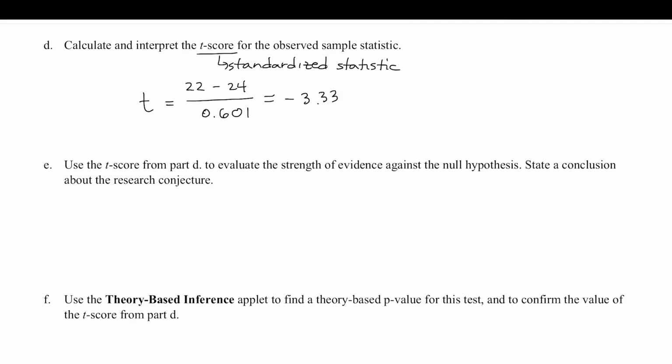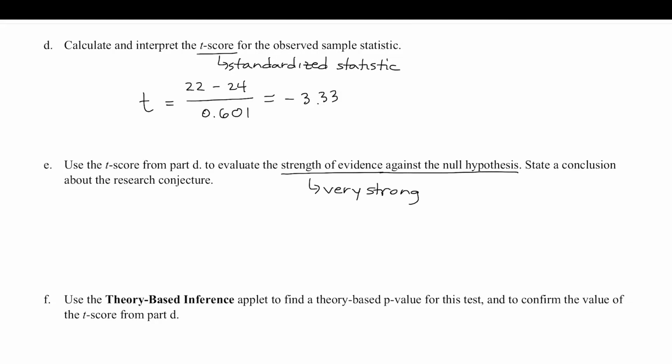All right, now you can look at your formula sheet and your strength guidelines chart and figure out, if your t-score is negative 3.33, what strength of evidence we are talking about against the null hypothesis. This would be very strong evidence against the null hypothesis. That's again what I call the initial conclusion, when we talk about against the null.